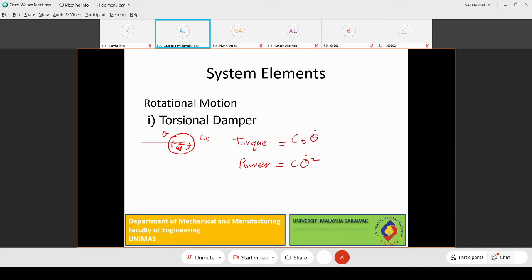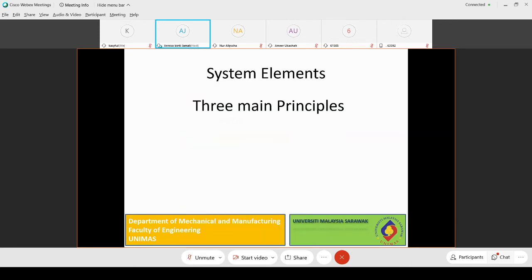All right. From all these definitions, we can conclude that there are three main principles. The first one is the conservation of energy, where the total energy of an isolated system remains constant. It is said to be conserved over time.